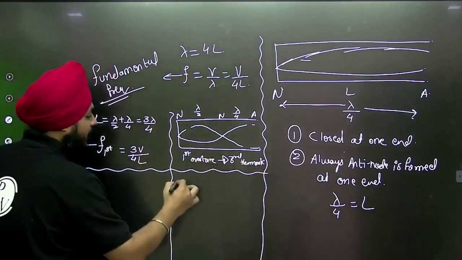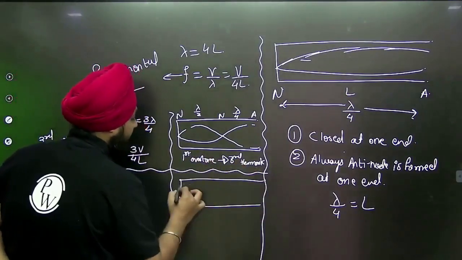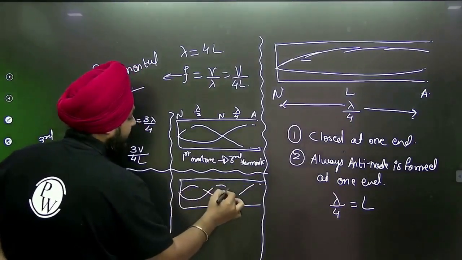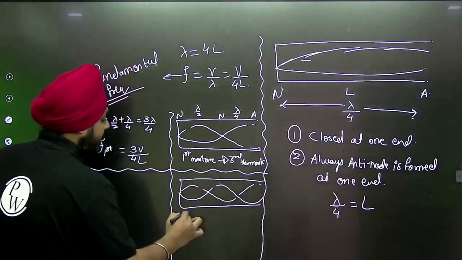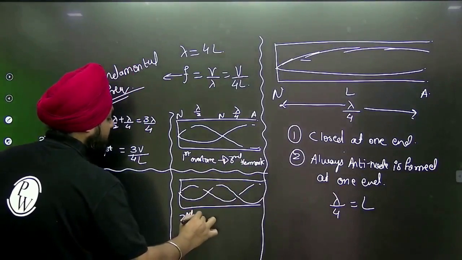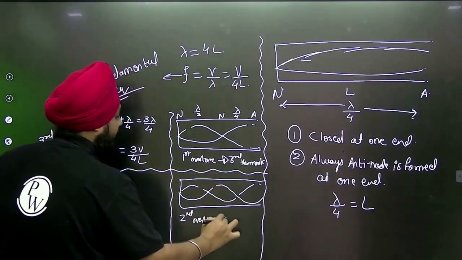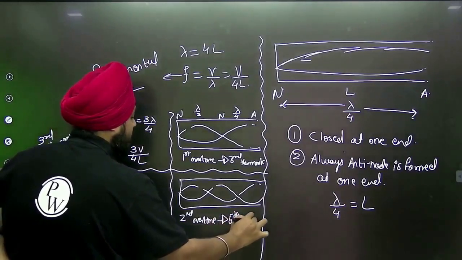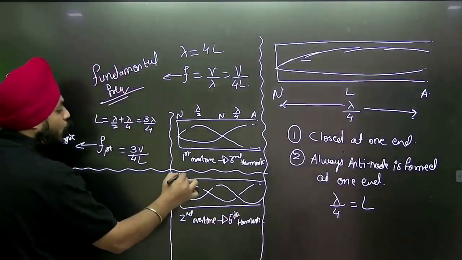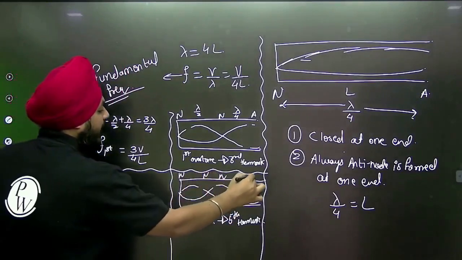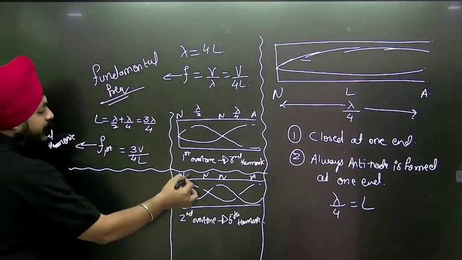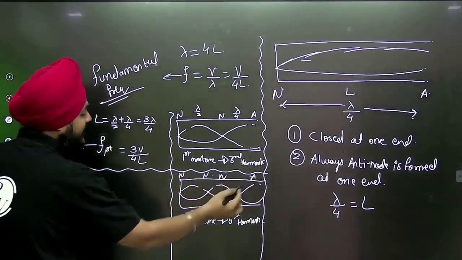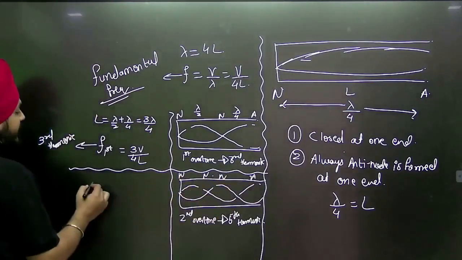Now let's move further to the second overtone, the fifth harmonic. It will be like this way, right? Second overtone, fifth harmonic. In this case, node, antinode. Distance between node and node is lambda by 2, lambda by 2, plus lambda by 4. So it is 5 lambda by 4.